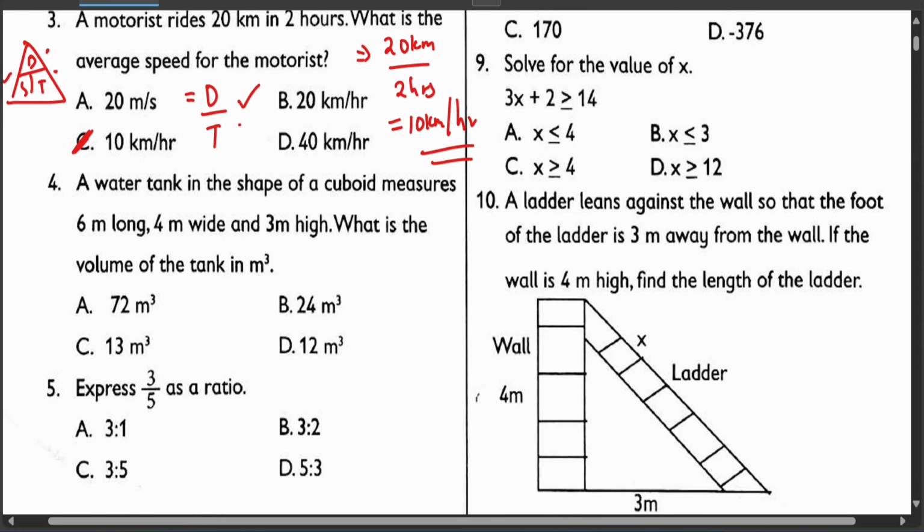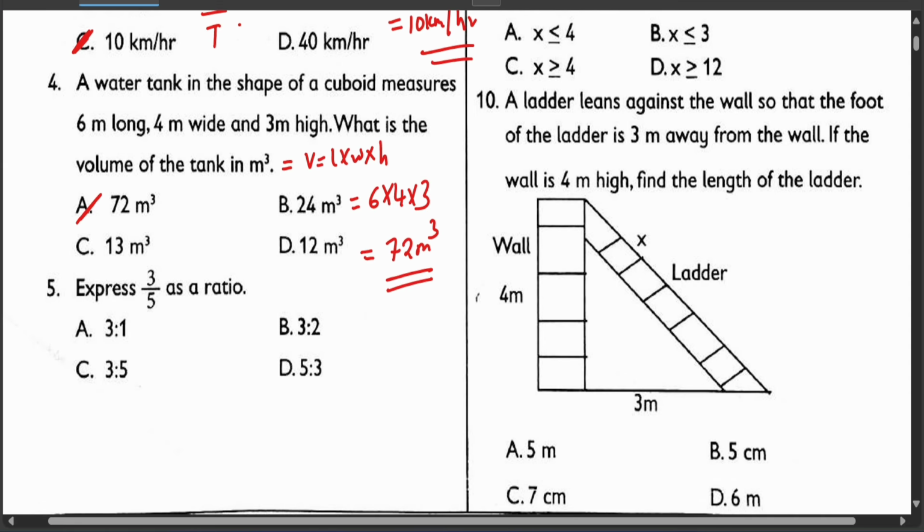Question 4. A water tank in the shape of a cuboid measures 6 meters long, 4 meters wide, and 3 meters high. What's the volume of the tank in cubic meters? Volume is given by length times width times height. So length ni 6, width ni 4, height yako ni 3. 6 times 4, 24, times 3 ni 72 cubic meters. So this is your answer.